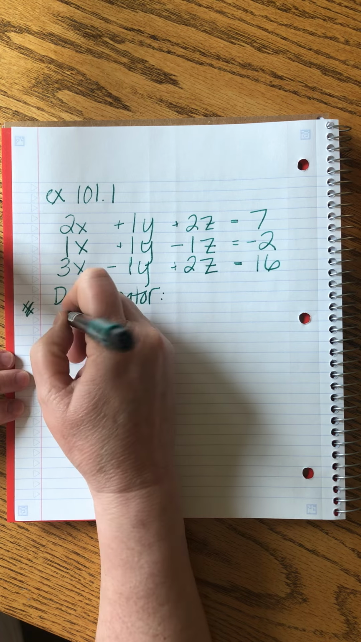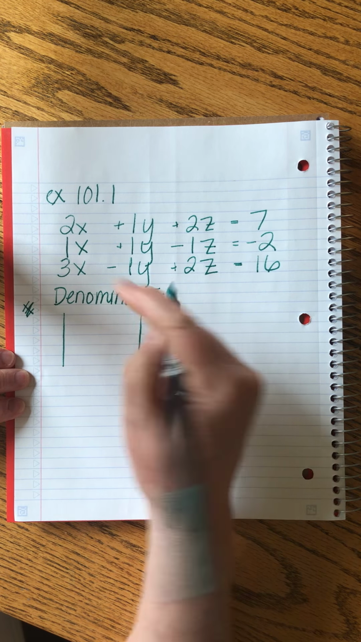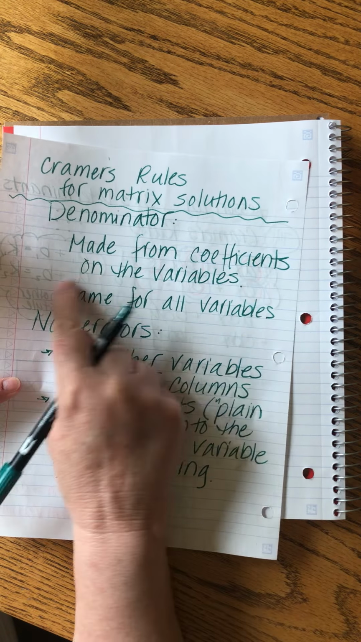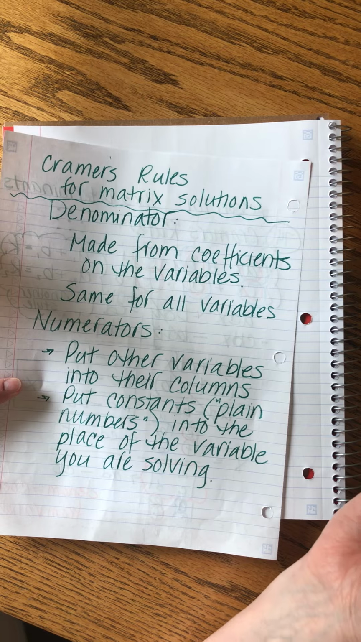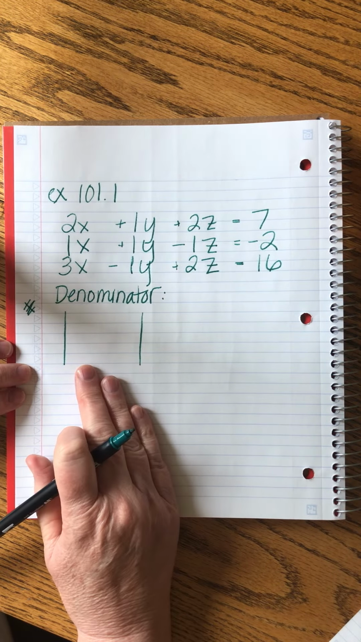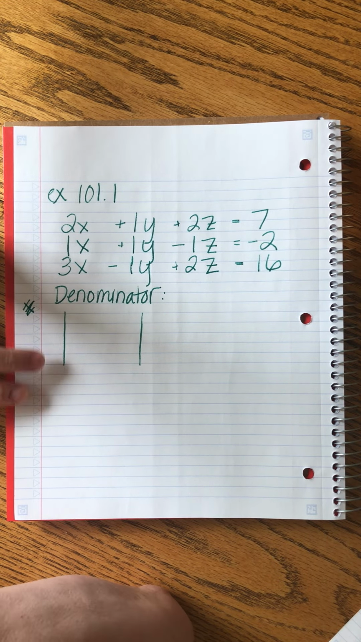Okay, to calculate the denominator, we use the coefficients of the x and the y and the z, right? It's made from the coefficients on the variables. The variables are x, y, and z. It's the same for all the variables. So once we calculate this, we're halfway done to everybody's calculation.